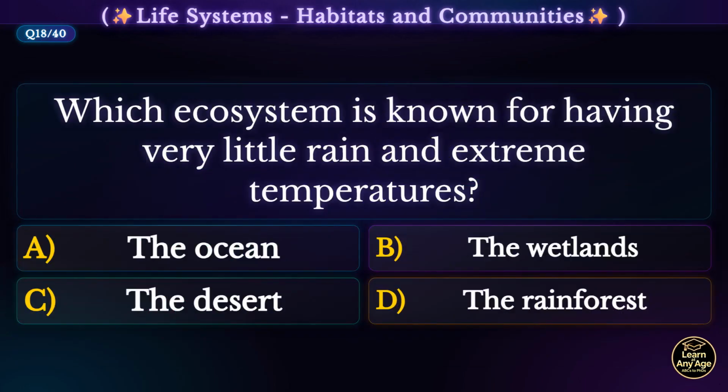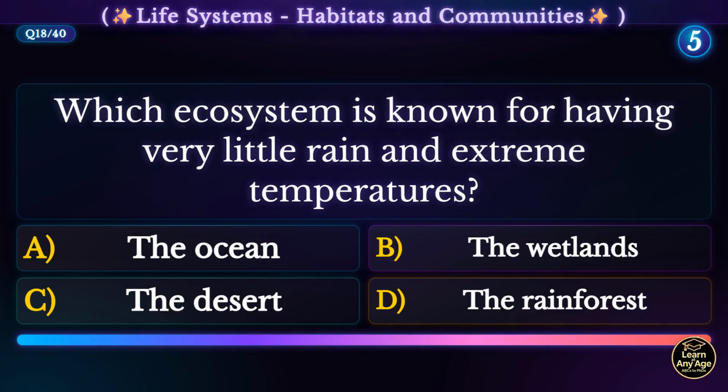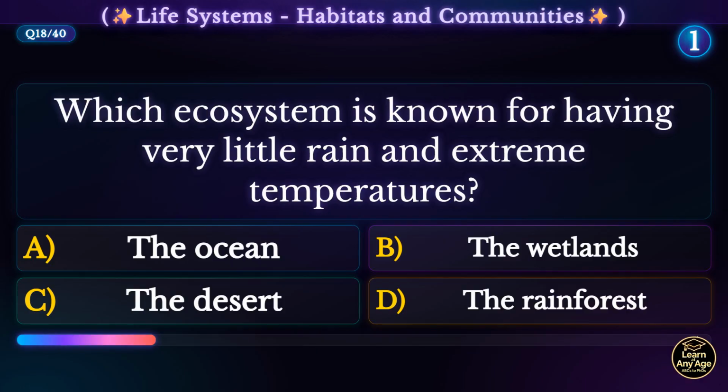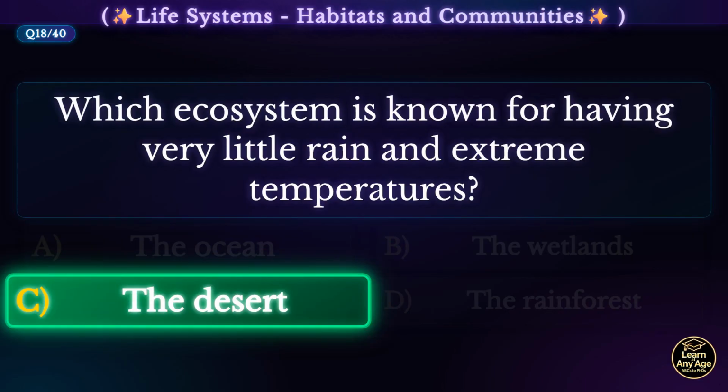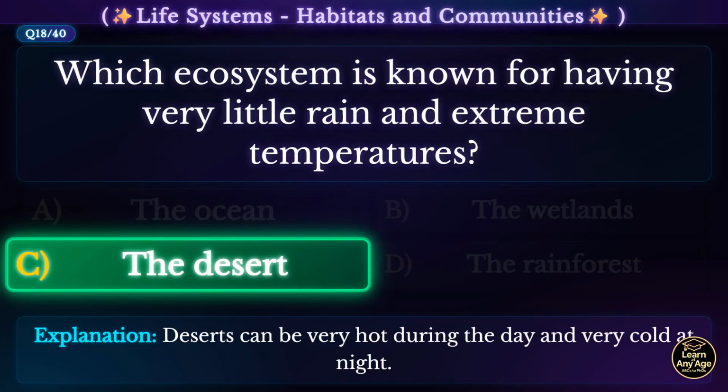Which ecosystem is known for having very little rain and extreme temperatures? The ocean, the wetlands, the desert, the rainforest. The desert. Deserts can be very hot during the day and very cold at night.